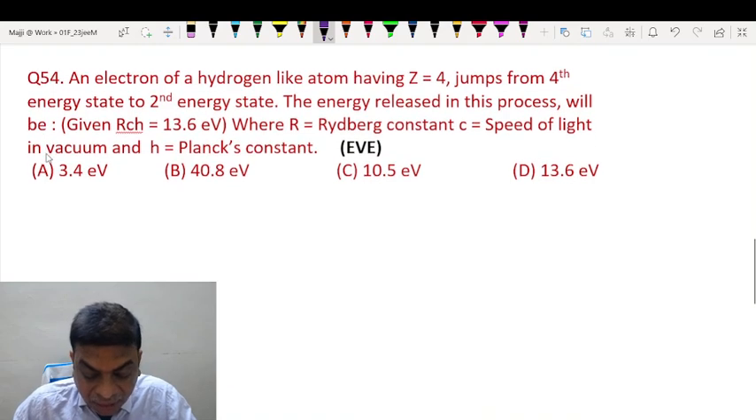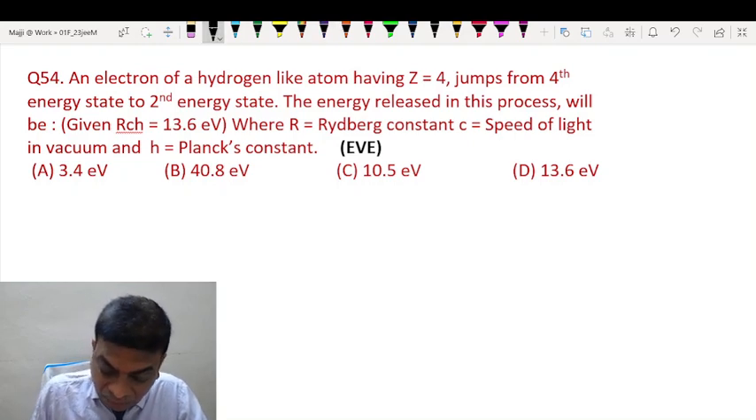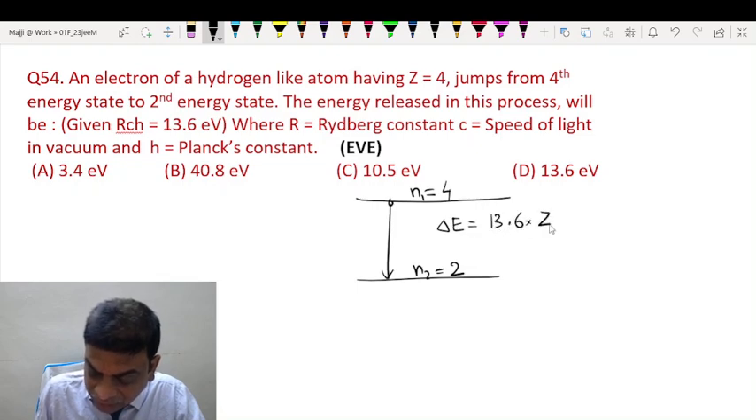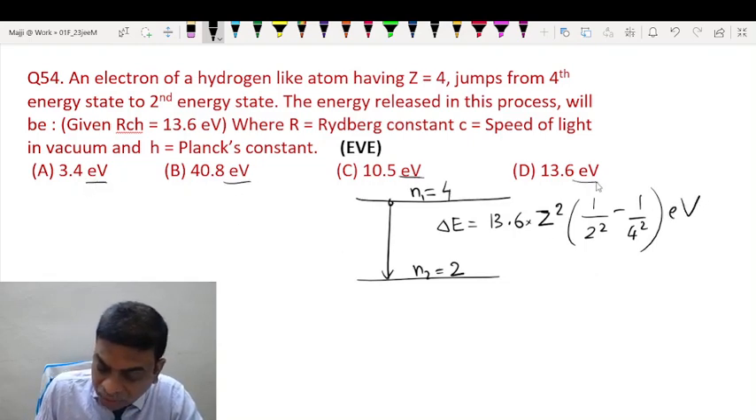Moving to the next question: an electron of a hydrogen-like atom having Z equal to 4 jumps from the 4th energy state to the 2nd energy state. The energy released in this process will be. It's a very simple question, student. When an electron jumps from n1 equal to 4 to n2 equal to 2, the energy released is 13.6 into Z squared, times 1 by 2 squared minus 1 by 4 squared. This is the formula in electron volt. The options are already in electron volt, so it's not a problem, student.